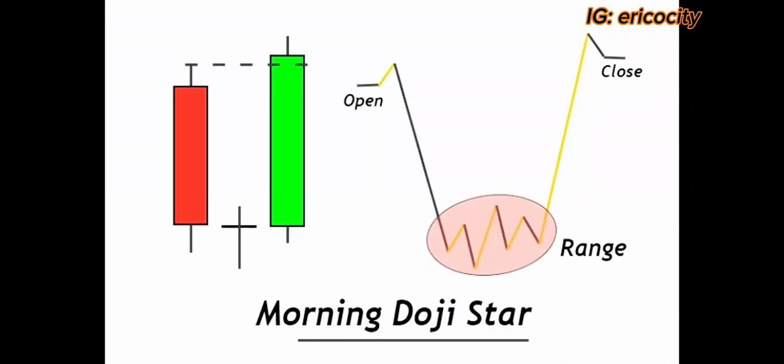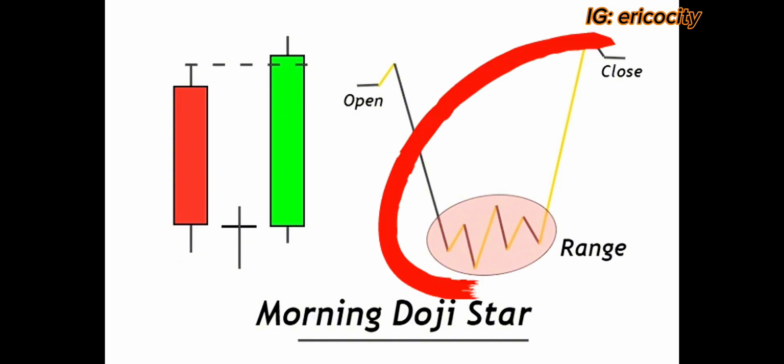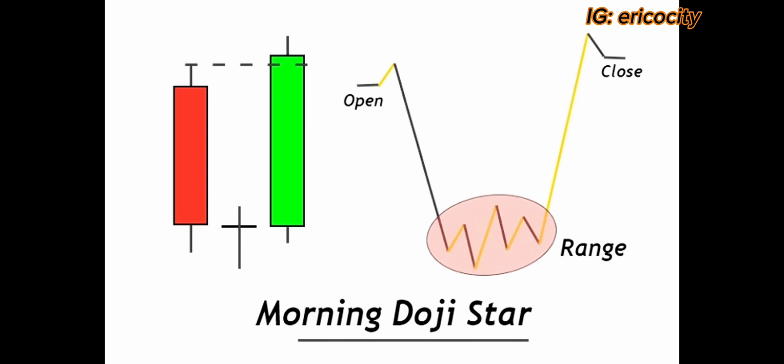All right, so in this diagram, this is a visual representation of the morning doji star that I explained earlier, which consists of three candlestick patterns. The drawing by the side is its formation on the lower time frame. So for example, let's say this morning doji star was spotted on the 4-hour time frame. The drawing by the side is what it will look like on the lower time frame, like 15 minutes or 30 minutes time frame.